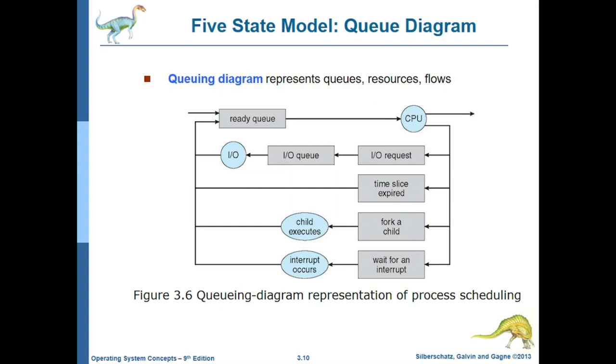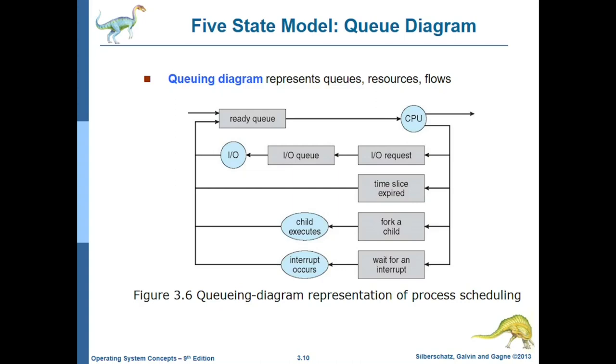The ready queue is where processes that are ready to run are stored. They are waiting for the CPU to become available. The CPU is the central processing unit that executes the instructions of the processes. It can only run one process at a time.